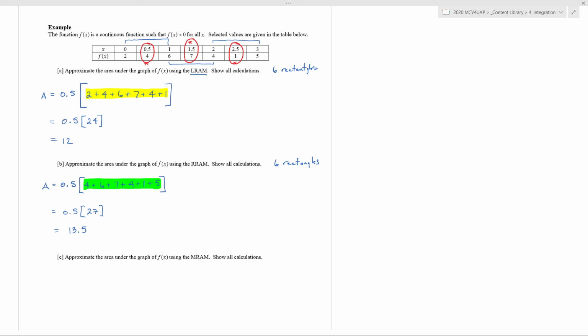Okay, so the way that table is laid out for you lends itself well to MRAM with 3 partitions. Keep in mind when you're doing these approximations given a table, you can't just make up data or change the data to fit the type of approximation you're doing.